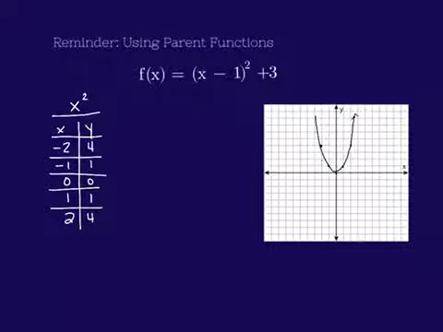And then we used our parent function. We looked at these transformations. So this -1 moved everything to the right 1, and this +3 shifted everything up 3. So we just took those 5 points, moved everything to the right 1 and up 1, 2, 3. So here are our new points, and here was our transformation of our graph.